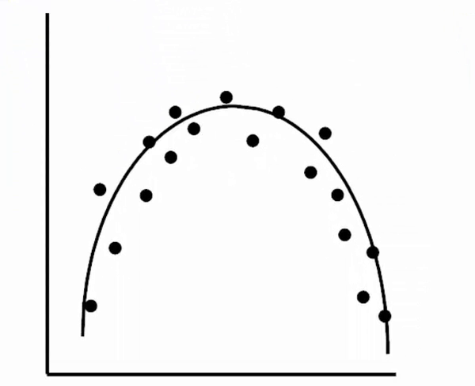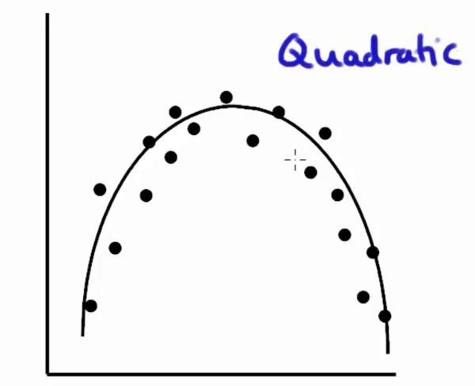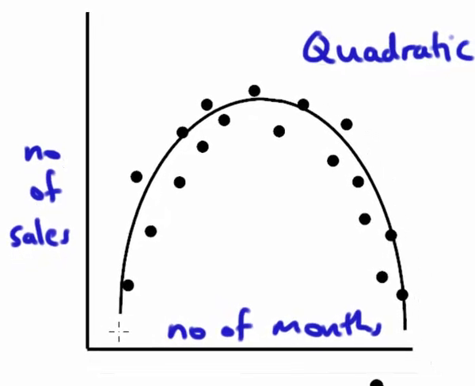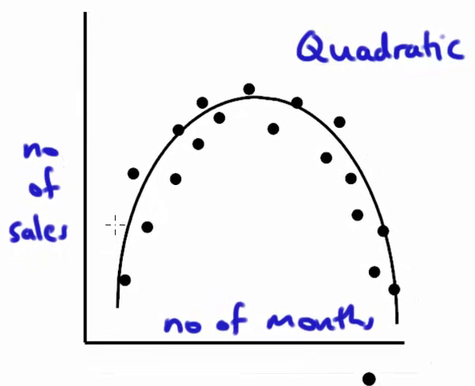Look at the quadratic trend. This is called a quadratic trend. It looks like a parabola. It might well be, for example, the number of months in a company, and this is the number of sales of a specific product. Now, notice what's happening here. In the beginning, the number of sales increases, and then all of a sudden it starts going down. You can see it forms what we call a quadratic trend or a parabolic trend. It looks like a parabola.